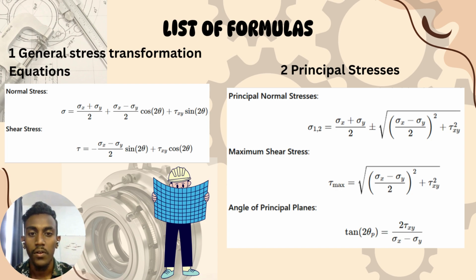Let's see the next part, the list of formulas. The first formula we use is the general stress transformation equation for normal stress and shear stress. The second is the principal stress formulas. Here we use three: the principal normal stress, the maximum shear stress, and the angle of the principal plane.